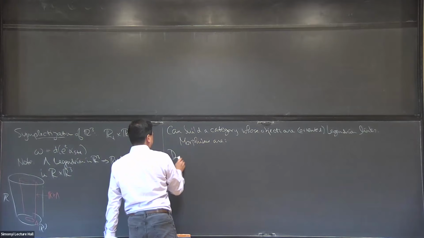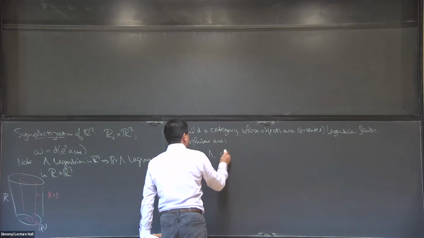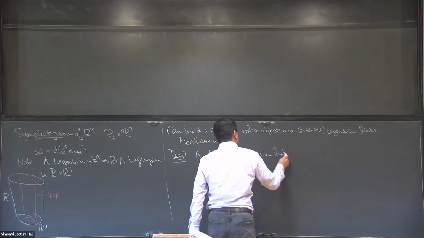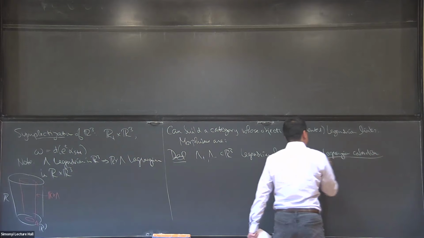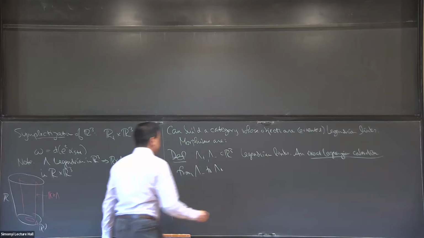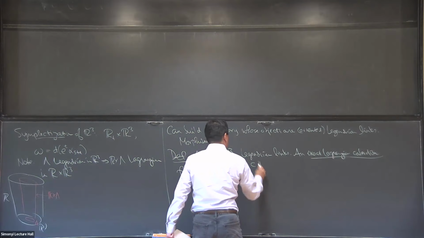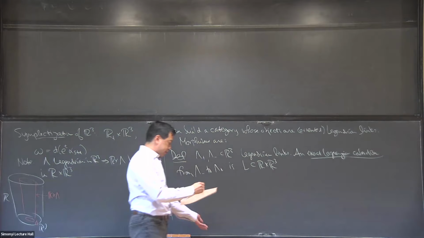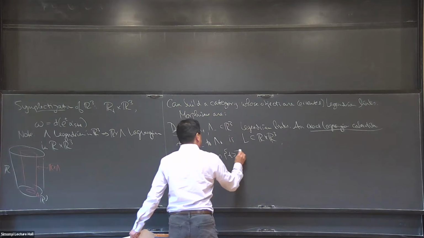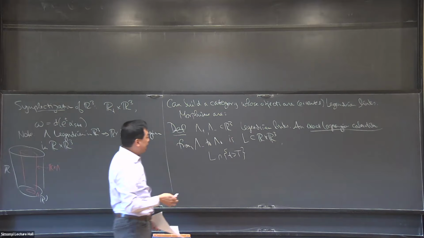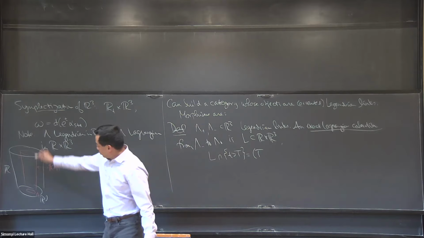So here's the definition. Let's say that lambda plus and lambda minus inside R3 are oriented Legendrian links. An exact Lagrangian cobordism from lambda minus to lambda plus is going to eventually be a Lagrangian surface sitting inside of R cross R3, and it's going to satisfy certain properties. The piece of it that's at high t coordinates agrees with the Lagrangian cylinder over lambda plus. And similarly for the other side.